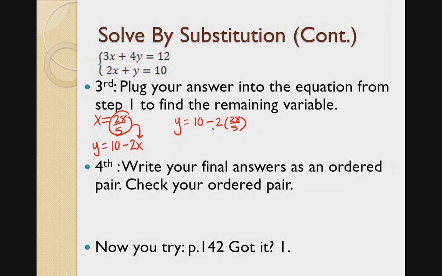Make everything fractions, and we would get y equals 10 over 1 minus 56 over 5. To subtract fractions, we need to multiply the first one by 5 to get a common denominator. So now it becomes y equals 50 over 5 minus 56 over 5, which equals negative 6 over 5.